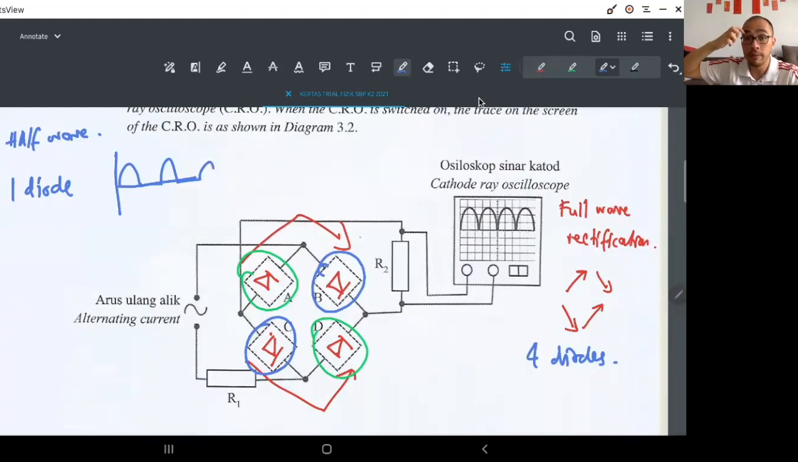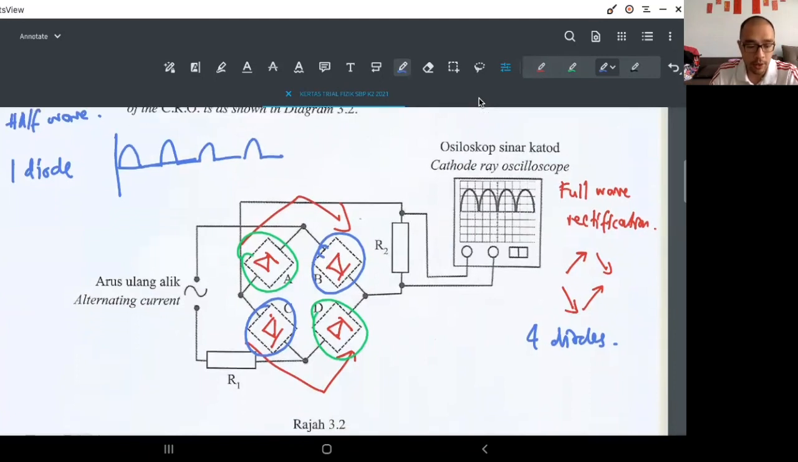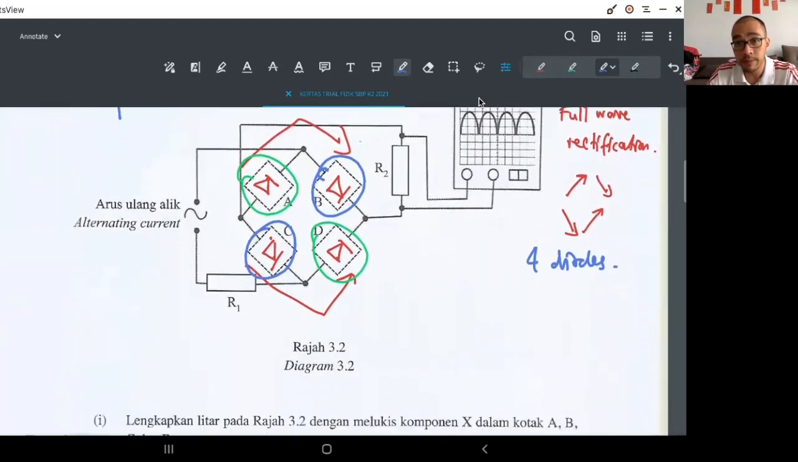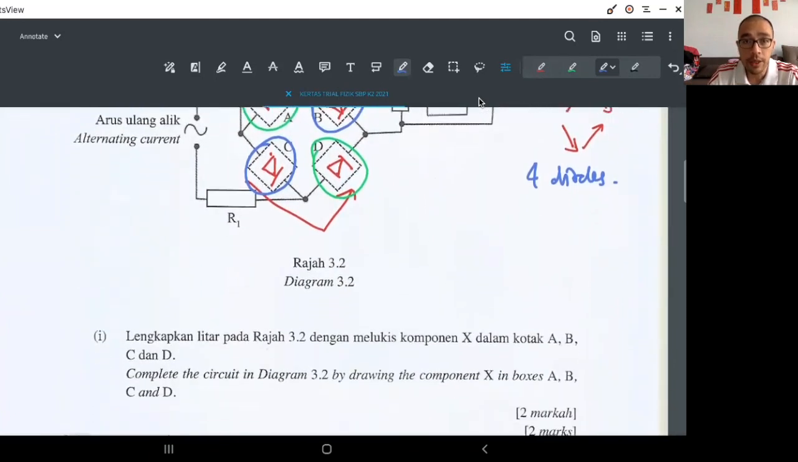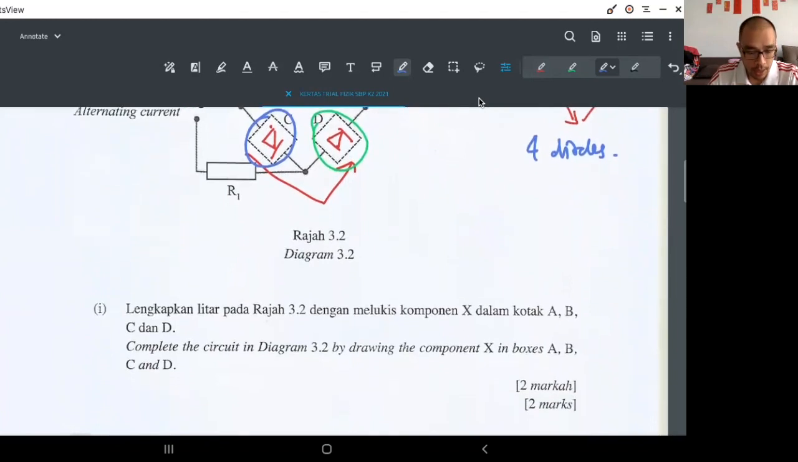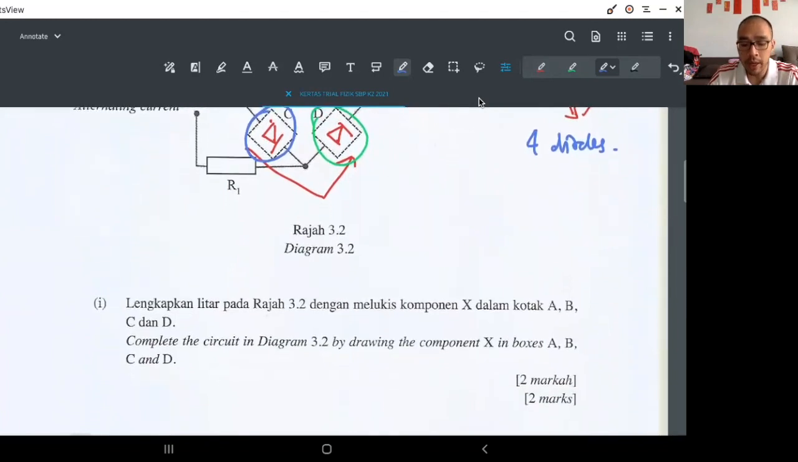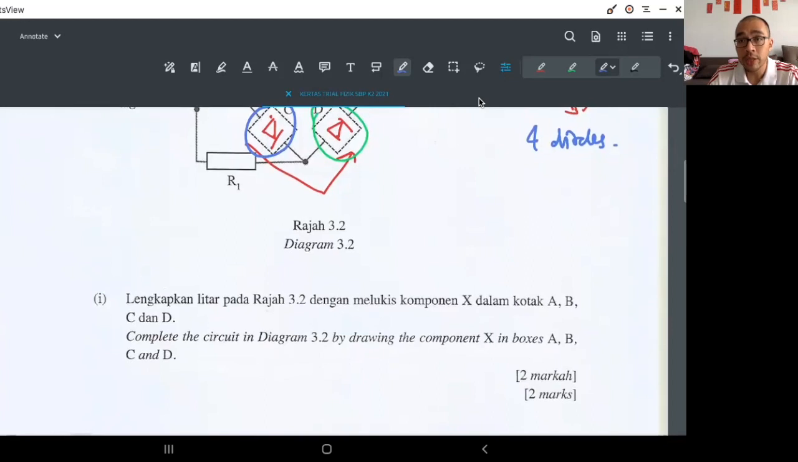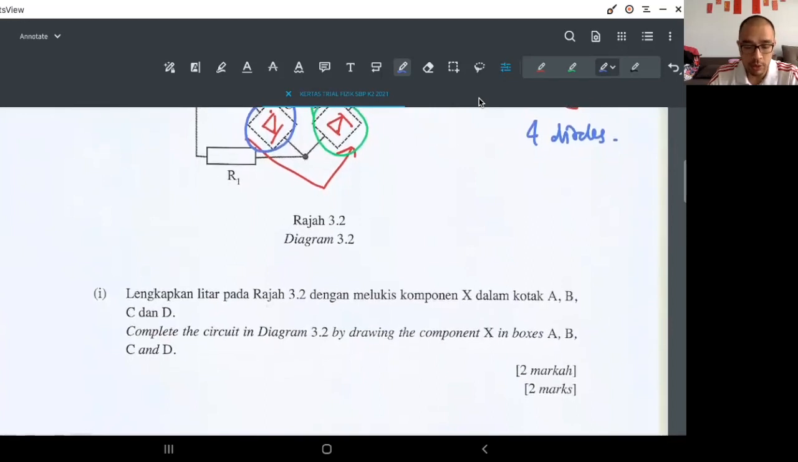Okay, full wave. And usually if there's a rectification question, it cannot escape, they must ask one more thing: if you connect a capacitor, which is the next question. If you connect a capacitor parallel to R2, you sketch the trace that will be shown on the CRO screen in diagram 3.3.